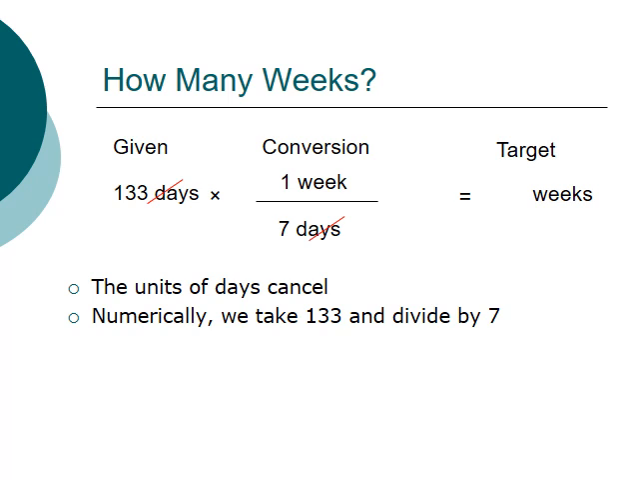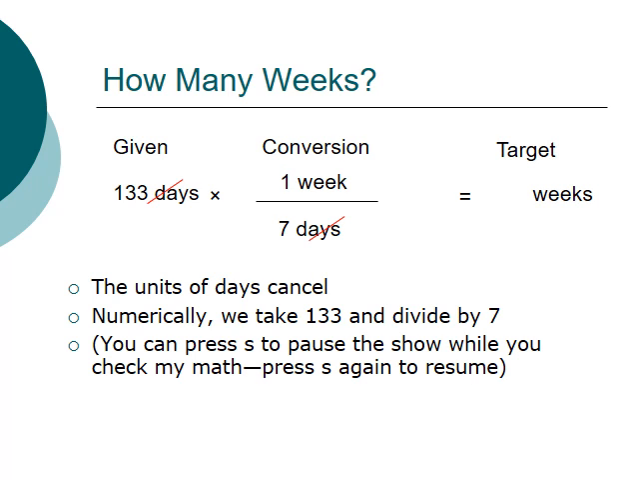What we do with the numbers now, we see that weeks is our target unit, that will be left over. We take 133 days, divide by 7, because 7 is on the bottom of our dimensional analysis grid. So what I want you to do now, take 133, divide by 7. Press S if you want to pause the show to do the calculation, press S again to resume. I get 19 weeks. Hopefully you do as well.